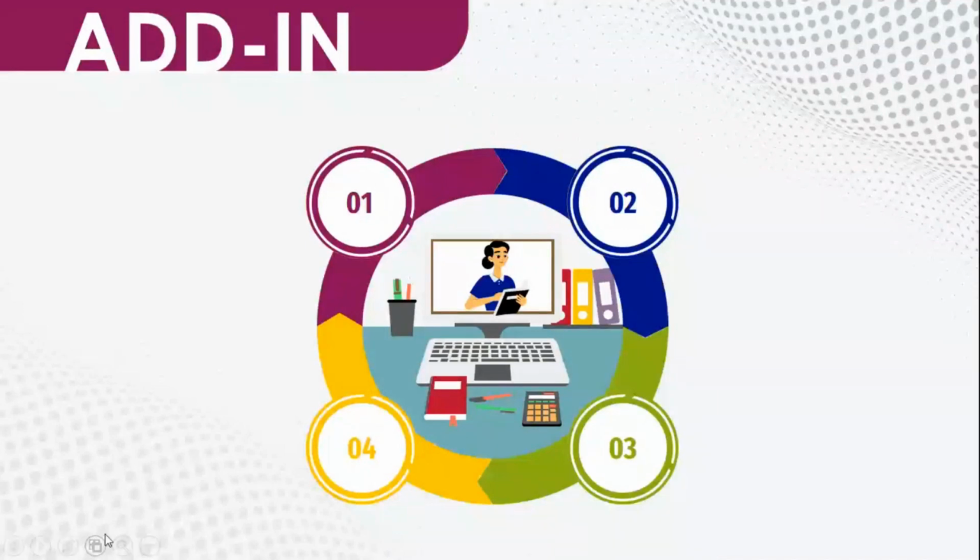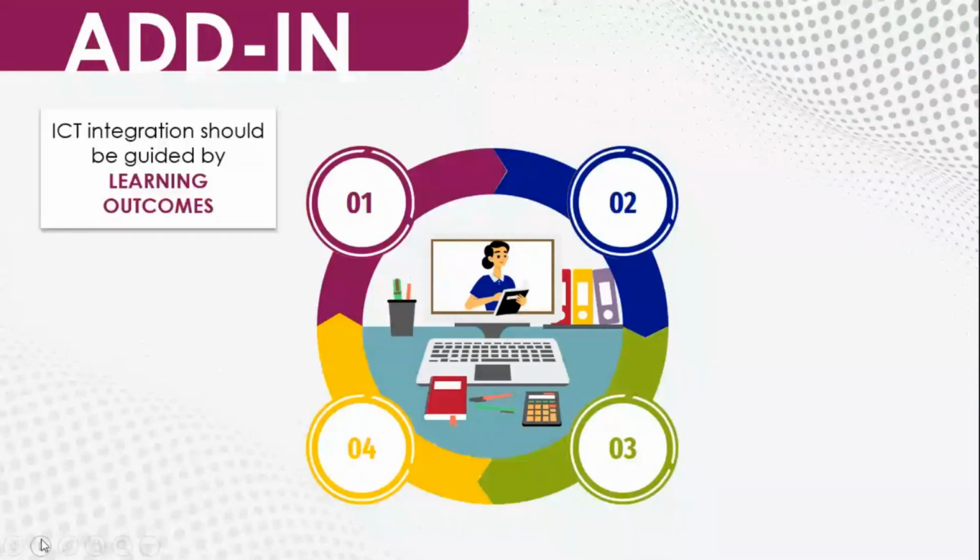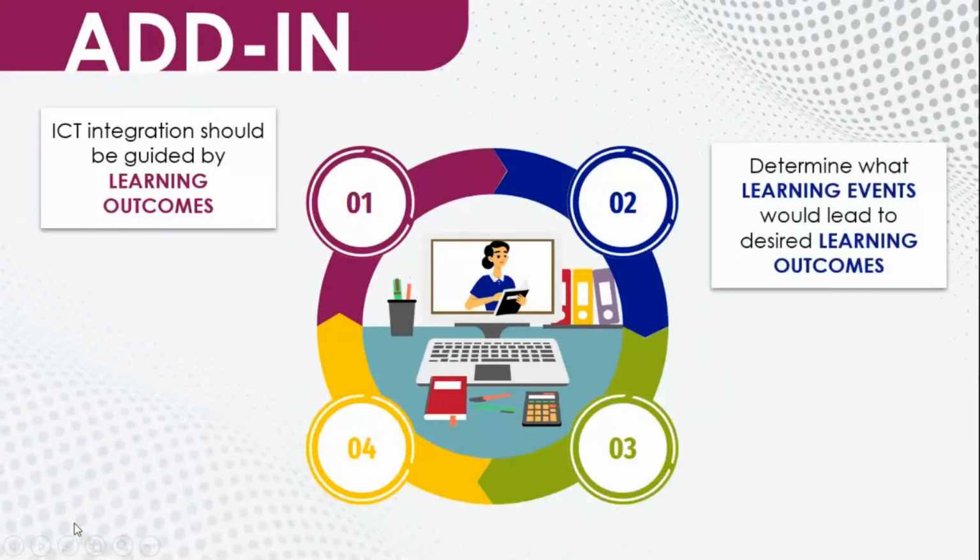should be guided by the learning outcomes, and we should never have it the other way around. We need to determine the learning events that would lead to the desired learning outcomes. So first, we figure out what are the learning outcomes. For example, the learning outcomes of this session is that you should understand the different pedagogical theories in terms of e-learning and know how to implement them.